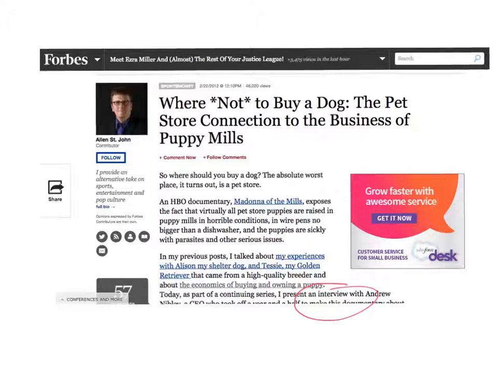So I get to this page, the article, Where Not to Buy a Dog, and I start skimming through it, and it says something about an HBO documentary, and that this article is going to be, as I circle down here, an interview with the man who made this documentary from HBO. Okay, so what does that mean?